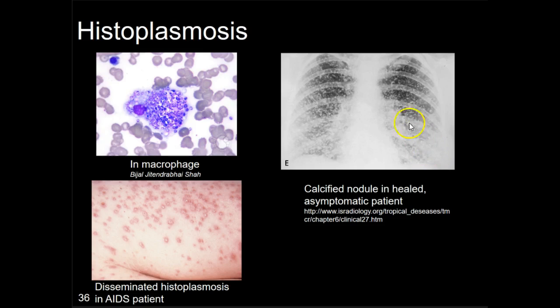Now, it's important to note that these are in a healed patient, so there can be long-term effects, although this is an asymptomatic patient. So even though this patient was able to control the infection and heal and get rid of the yeast, there are long-term effects in which this asymptomatic patient has lesions throughout the lungs.